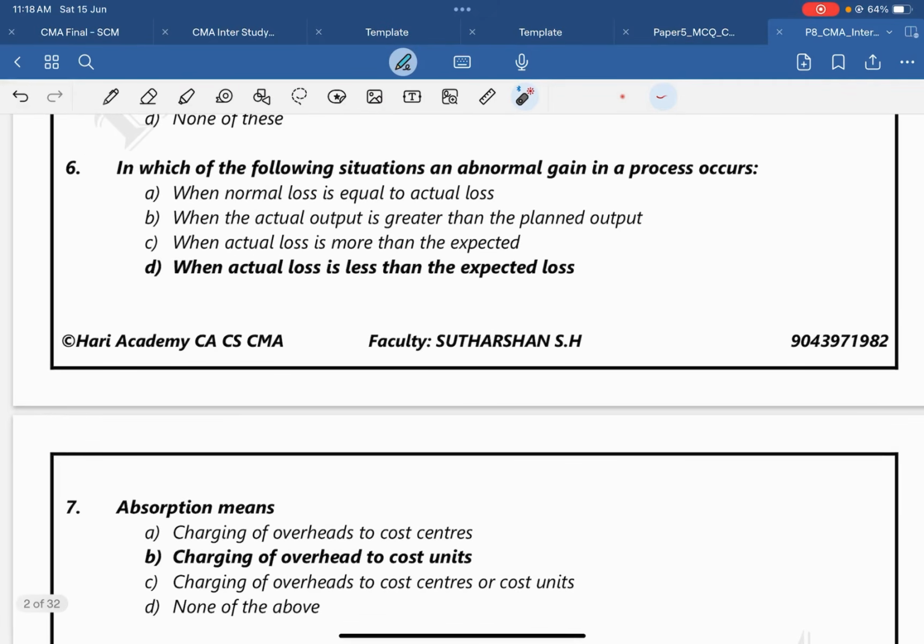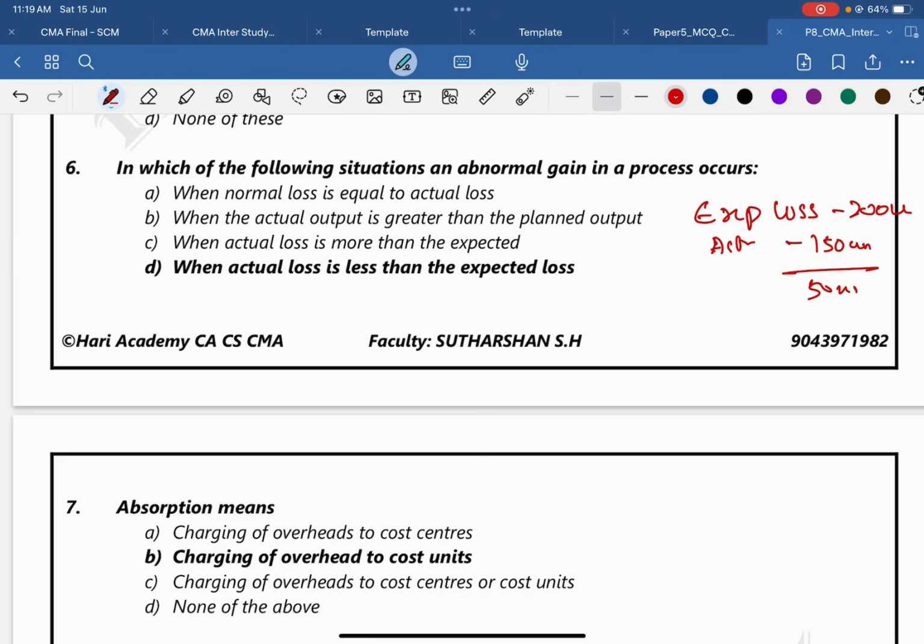Then question number 6. In which of the following situations does an abnormal gain occur? We'll read the options first. When normal loss is equal to actual loss, no, it is not an abnormal gain. When actual output is greater than planned output, no. When actual loss is more than expected loss, no. When actual loss is less than expected loss, what has happened? Say the expected loss is 200 units, but actually it is 150 units. Then the remaining 50 units is going to be your abnormal gain.